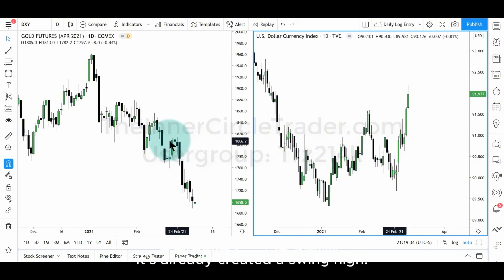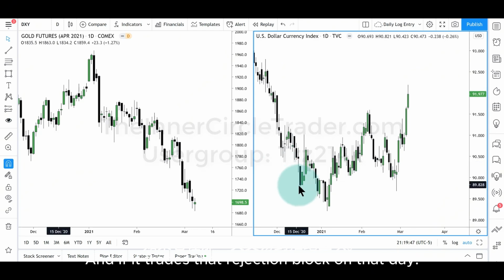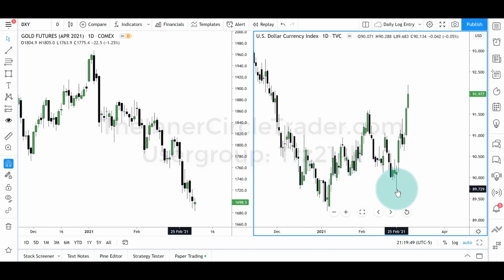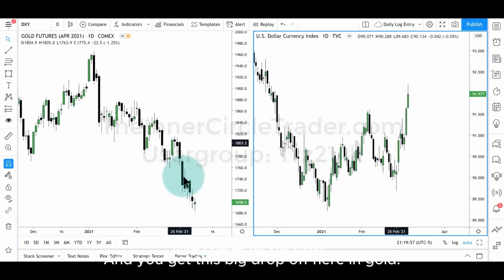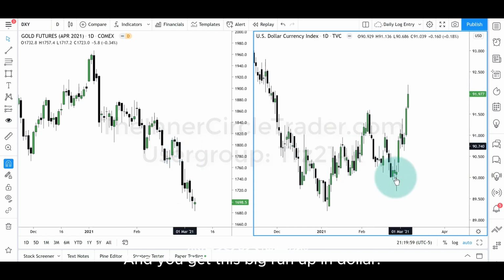It's already created a swing high, with a lower high to the left of it and a lower high to the right of it. The next day, this has been doing what? Going lower. So this day should be a sell-off day. And if it trades that rejection block on that day, go back and listen to your recordings, that's going to be problematic for going short, and it's probably going to be going higher. And you get this big drop off here in gold, and you get this big run up in dollar.